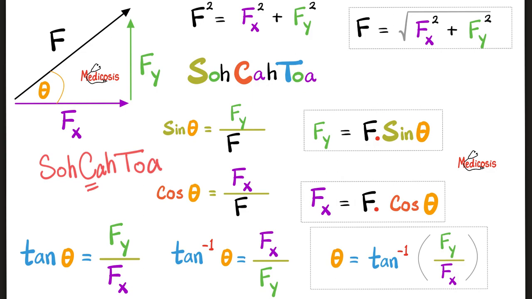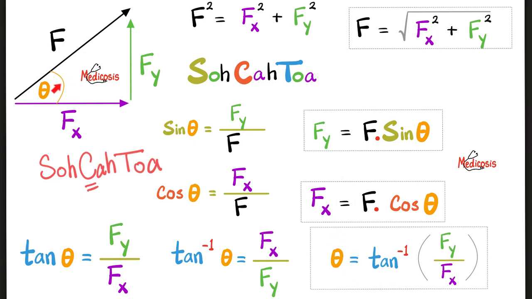Cross multiplication, fy equals f sine theta. If cross multiplication is difficult, just multiply each side of this equation by f. So it becomes f sine theta, and this becomes just fy. So this is how you do it if f is the unknown. This is how you do it if fy is the unknown. And this is how you do it if fx is the unknown.